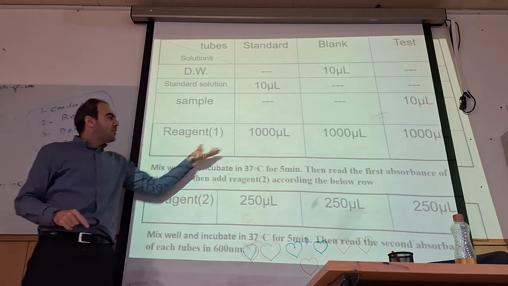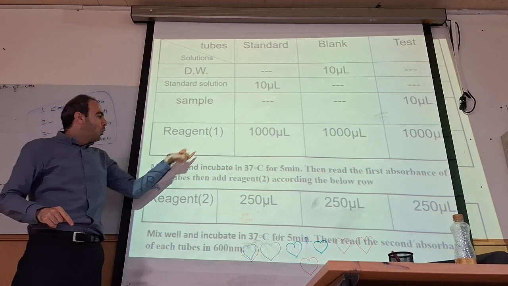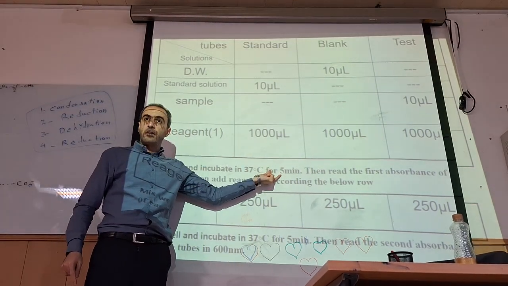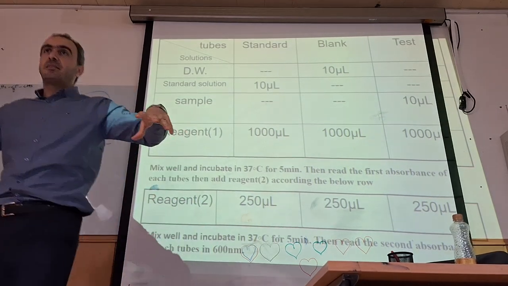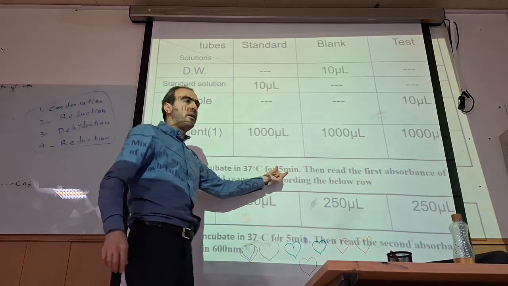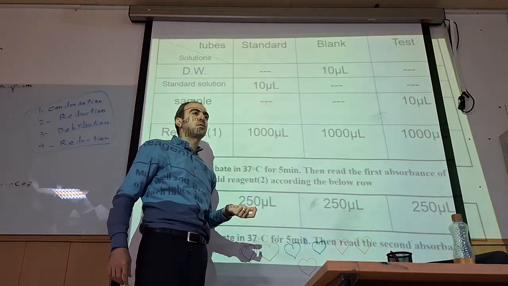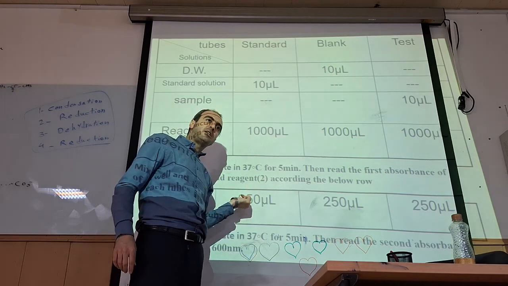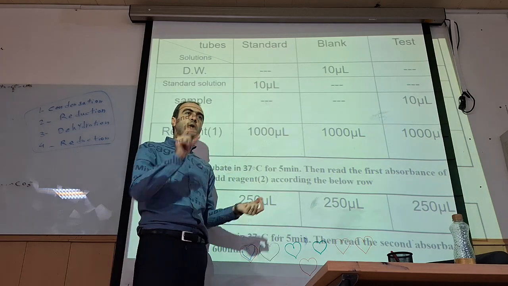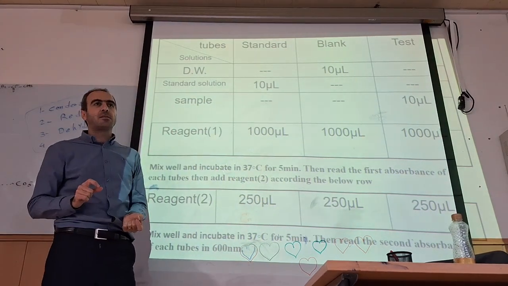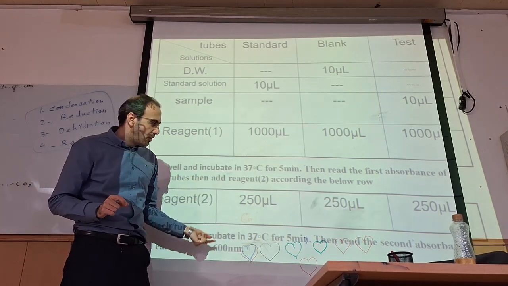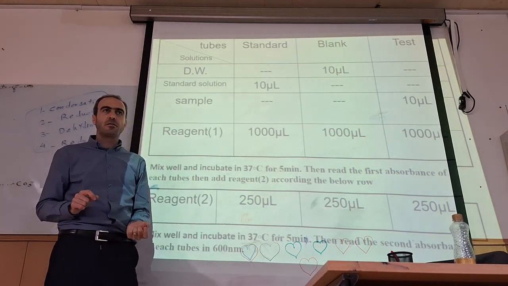After adding this to the tubes, we incubate at 37 degrees for 5 minutes. If there is no water bath, we can increase the time of incubation to 10 minutes at room temperature. It doesn't matter: 5 minutes at 37 or 10 minutes at room temperature. Then we will read the first absorbance at 600 nanometers.